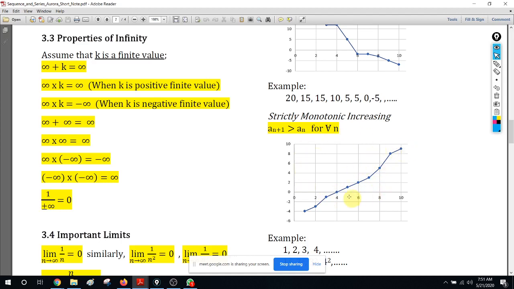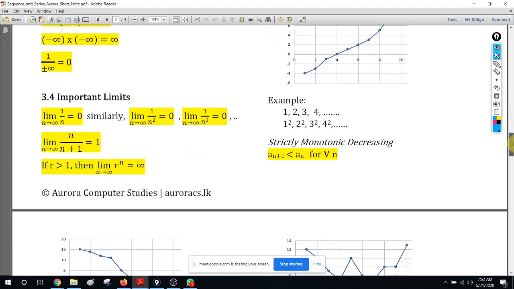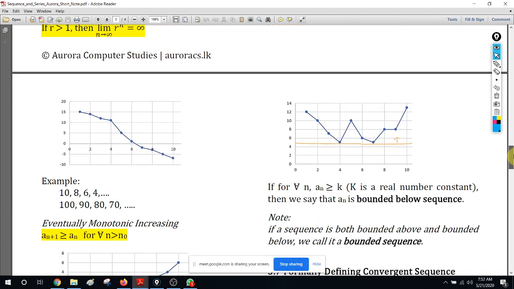Then of course we say it's, sorry, strictly monotonic increasing. Strictly monotonic increasing, there is no chance of getting the same value also. Similarly, we have strictly monotonic decreasing, that means it keeps on getting reduced, smaller and smaller, but not even the same value. Then we say it's a strictly monotonic decreasing one.